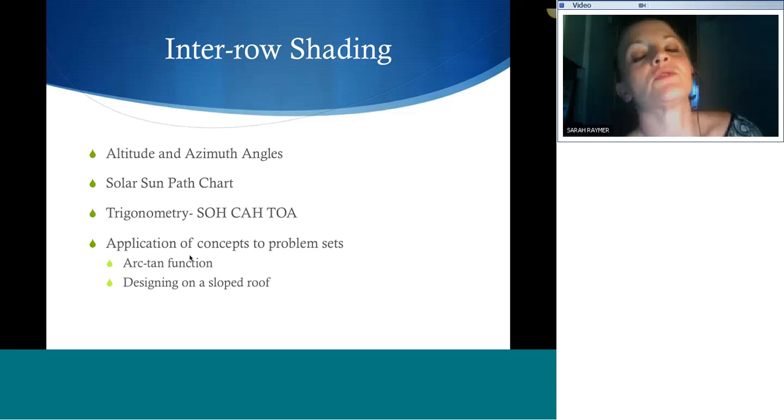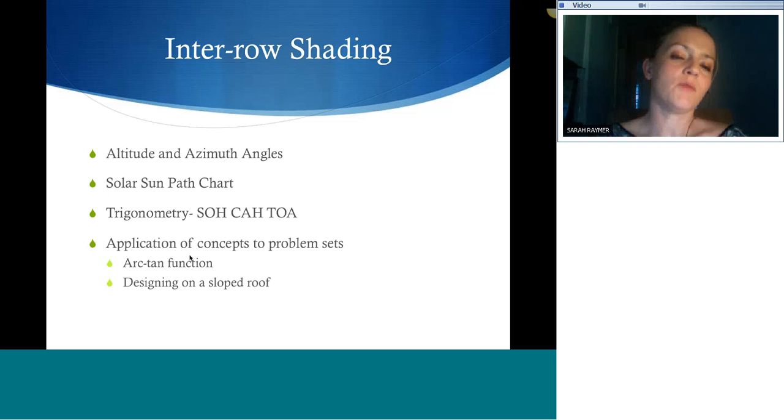The main parts of inter-row shading, the things that you need to understand in order to be able to design to prevent shading between PV module rows, are a few things that are listed here. We have the altitude and azimuth angles, how to read and find a solar sun path chart, and some basic trigonometry formulas, primarily SOHCAHTOA, which is sine, cosine, and tangent. We'll go over that. And then lastly, how to apply those three things to the problem sets themselves and how to go through an inter-row shading analysis in order to avoid that terrible shading problem. That's going to include an arctan function as well as designing on a sloped roof.